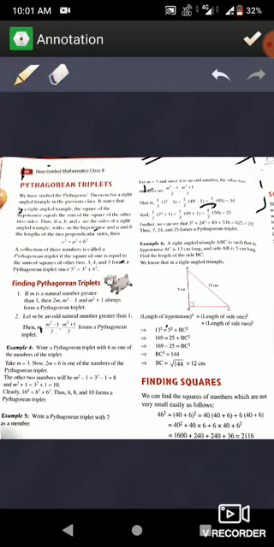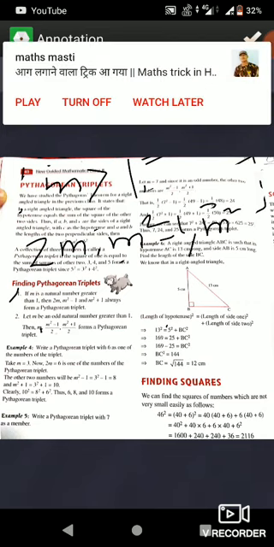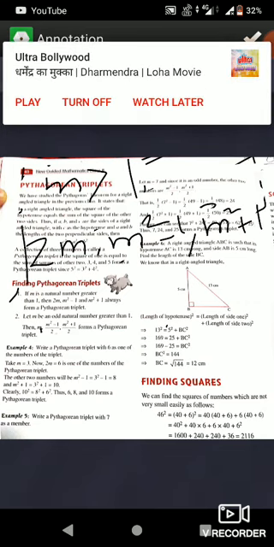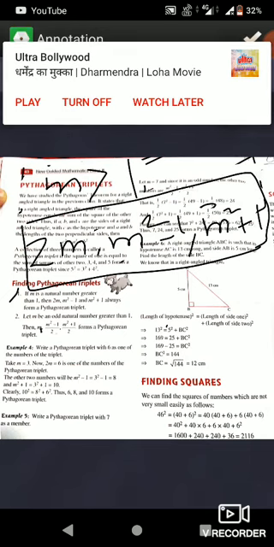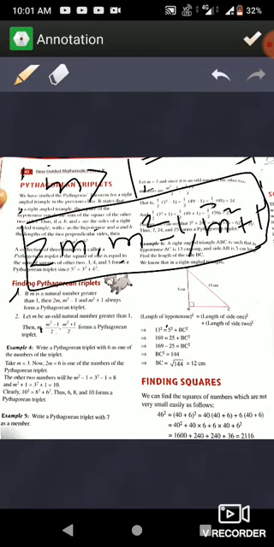There are two formulas. The first one is: suppose m is a natural number which is greater than 1. Then 2m, m square minus 1, m square plus 1 are the three numbers which form the Pythagorean triplets. It is clearer when we take an example.